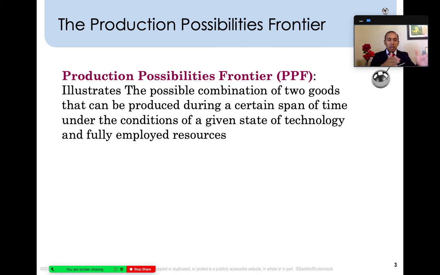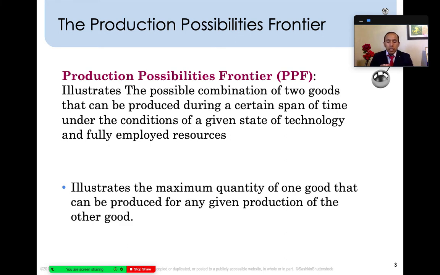So we have a simple economy that can be illustrated using the production possibilities frontier economic modeling when we're looking at economic analysis. It's going to illustrate the maximum quantity of one good that can be produced in our simple economy given the production of the other good in the market.